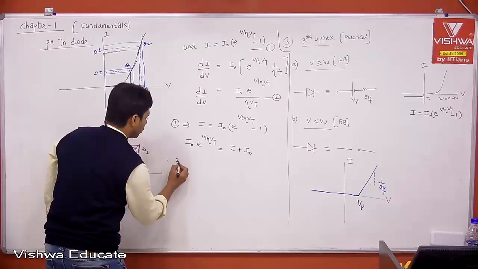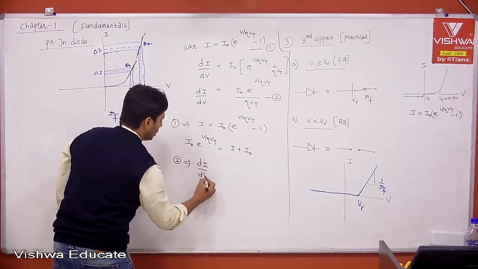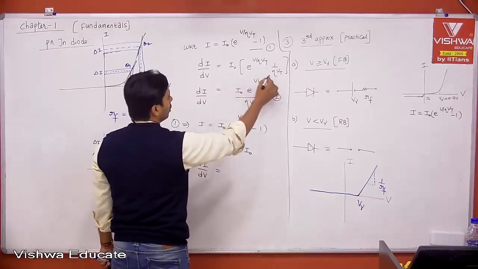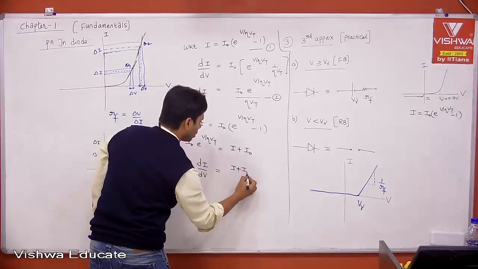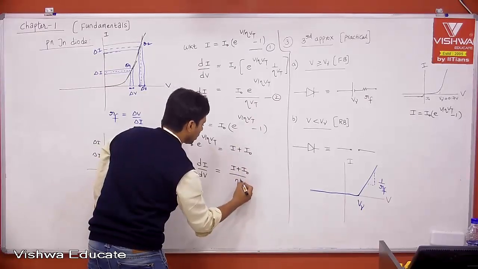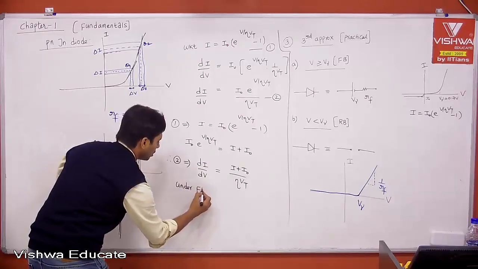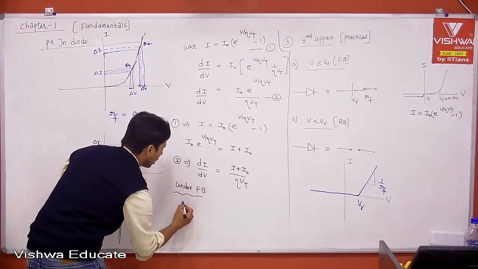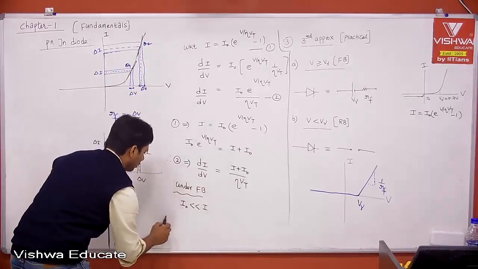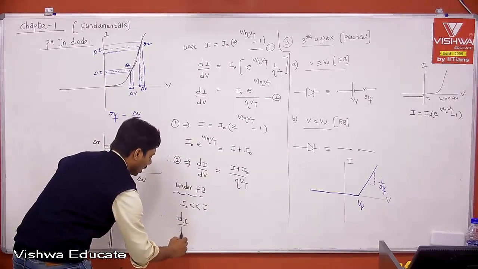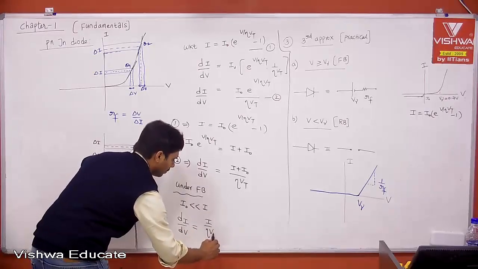Therefore, from equation 2, what is dI by dV? dI by dV is equal to I naught into e to the power of V by eta Vt, divided by eta Vt, which is nothing but I plus I naught divided by eta Vt. Under forward bias, I naught is very much smaller than I, therefore dI by dV is nothing but I divided by eta Vt.